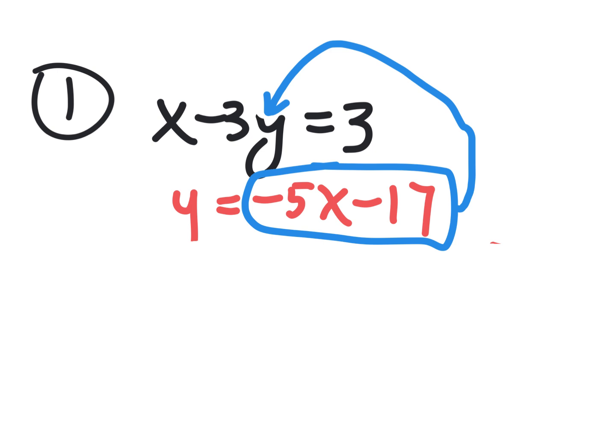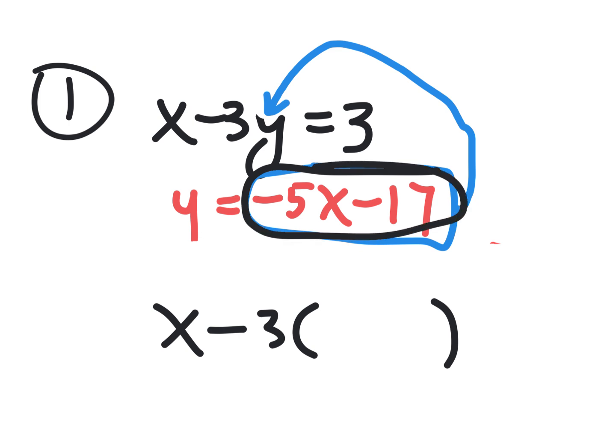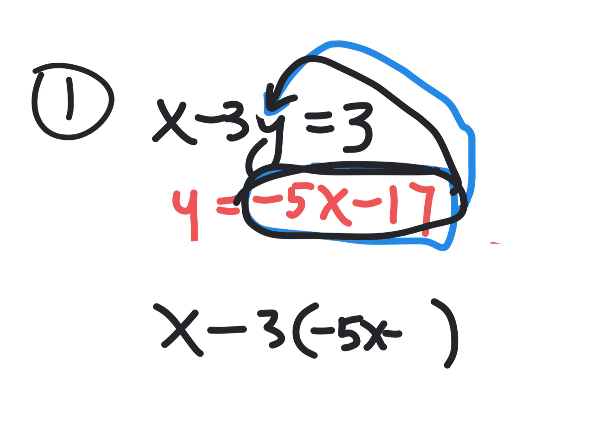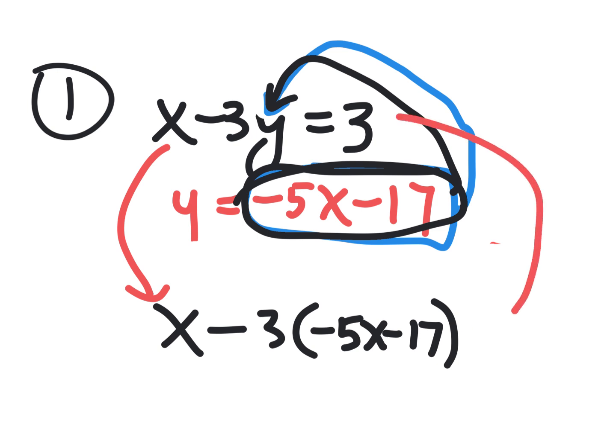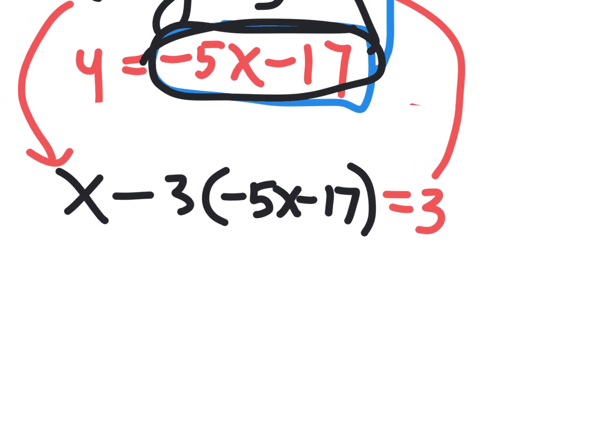Now, there's no way you're doing this in your head. So get out some virtual scratch paper or regular paper and write this out. x minus 3 parentheses. This is where you put all of this. It goes right where the y used to be. Negative 5x minus 17. And then I'm just copying this equation down here. And the equals 3 goes at the end. If you can solve that, you'll have the x. A little bit of distributing. Combine like terms.